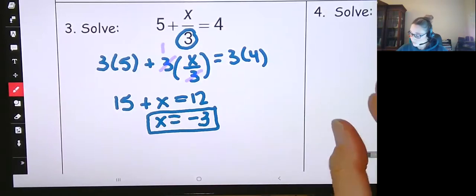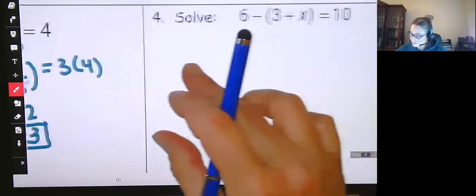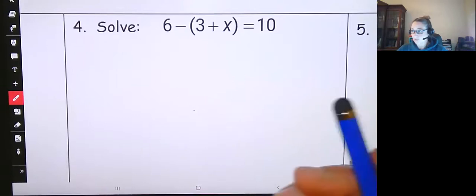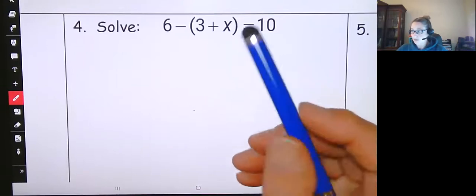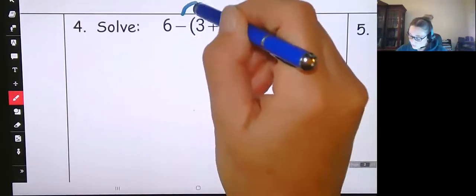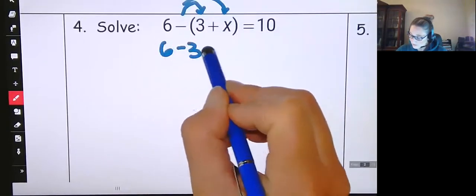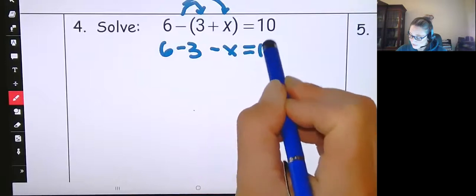On number 4, we're just solving. A couple ways you could do this. First way is you can distribute that negative here. So you're going to get 6 minus 3 minus x equals 10.